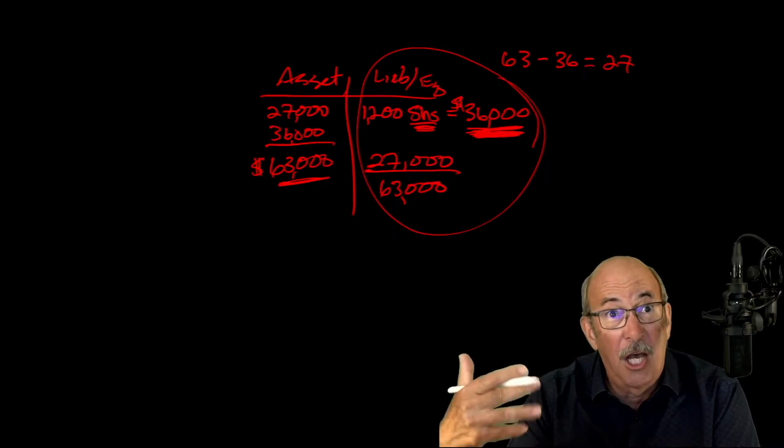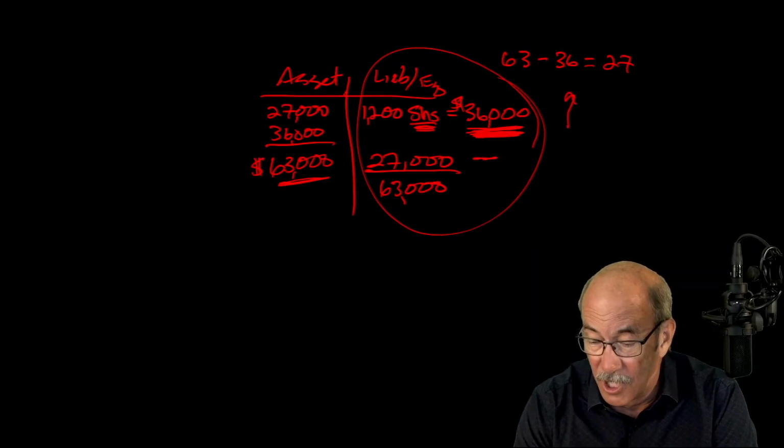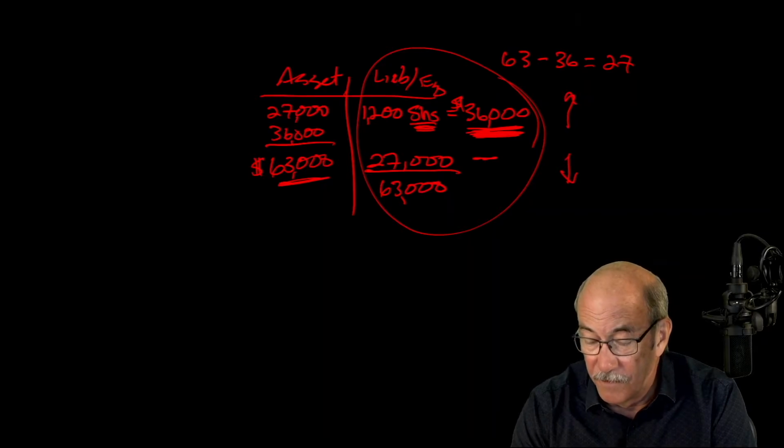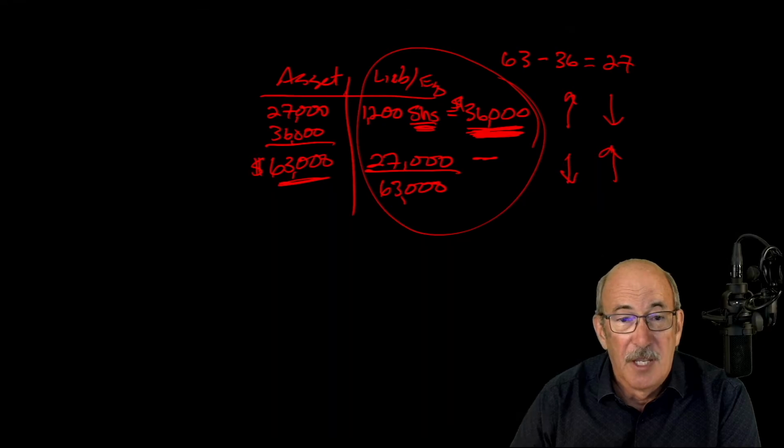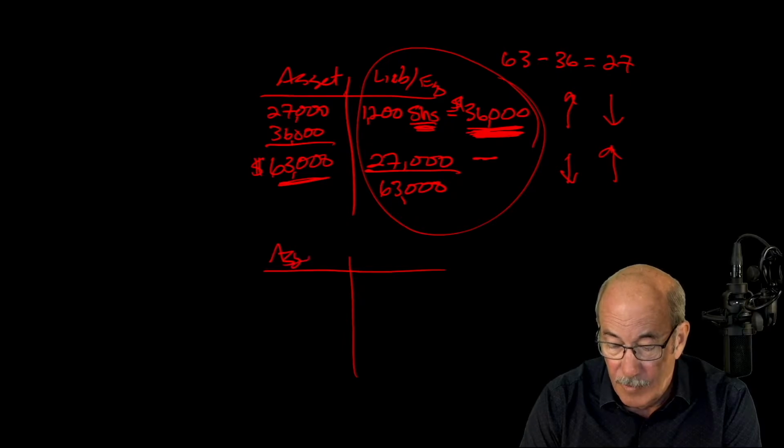As it goes up, the value of your equity obviously goes down. If the value of the shares goes down, the value of your equity goes up. All right, and that's to be contrasted with the margin long position.